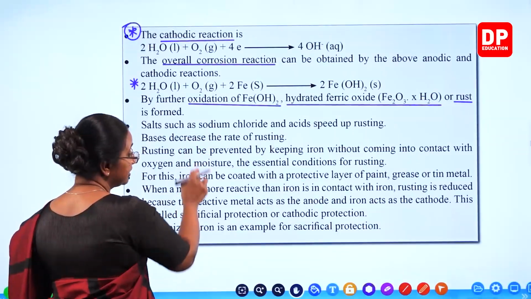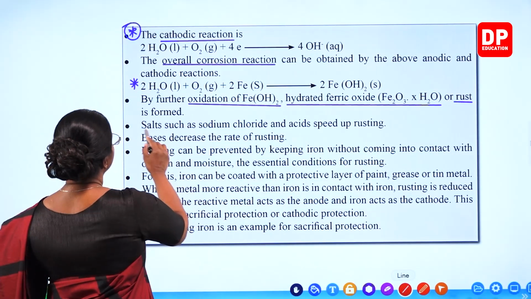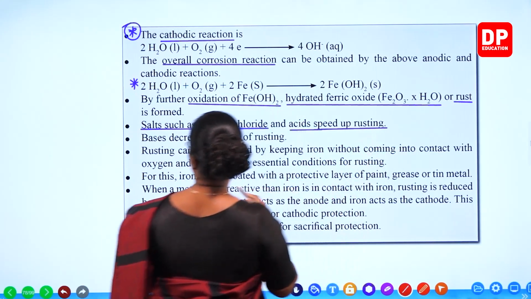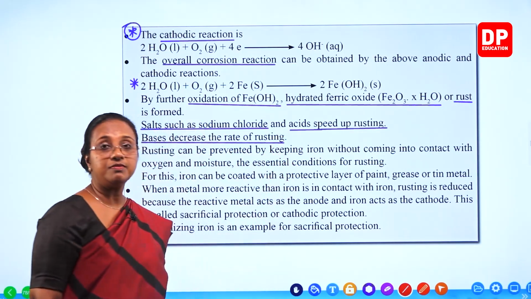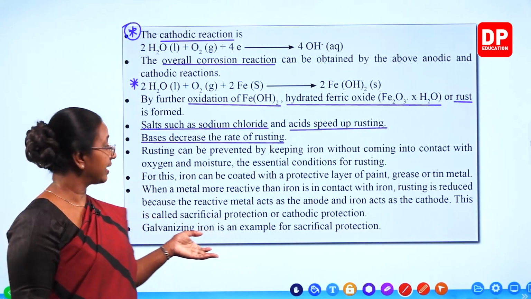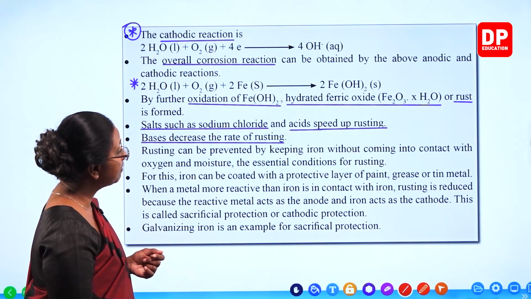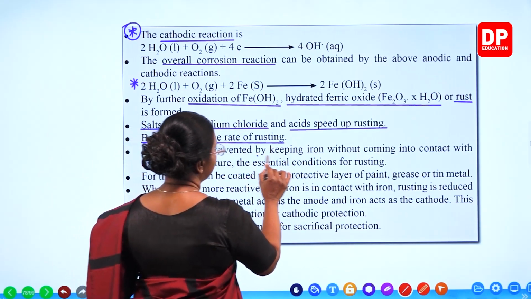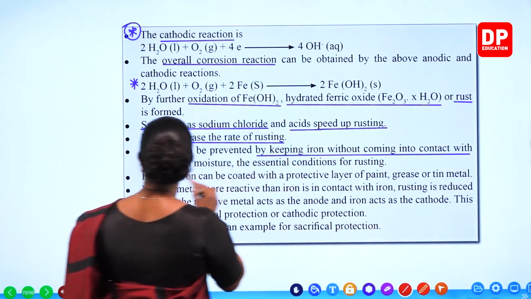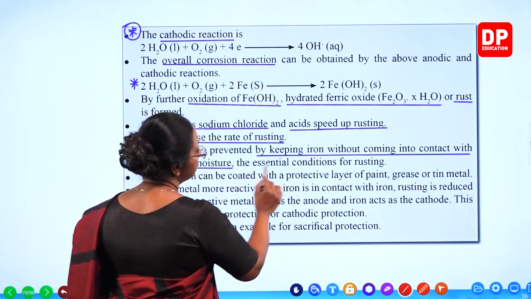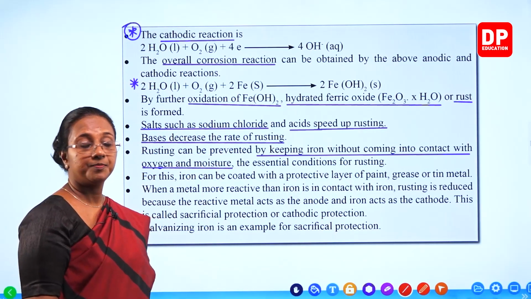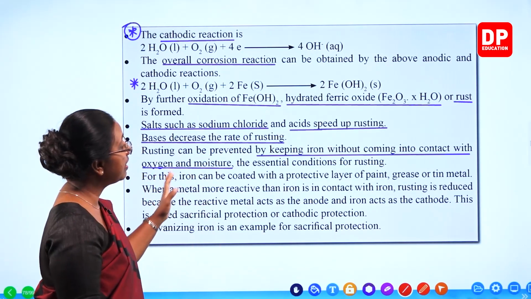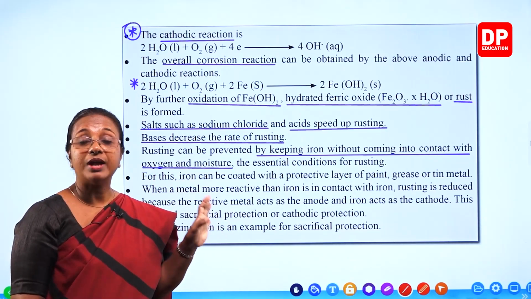And then the factors that affect rusting. Salts such as sodium chloride, and acids speed up rusting. Bases decrease the rate of rusting. We have discussed that using activities. Rusting can be prevented by keeping iron without coming into contact with oxygen and moisture. These are the essential conditions for rusting. Both oxygen and moisture are essential. So if you can prevent iron from coming into contact with them, you can prevent rusting.